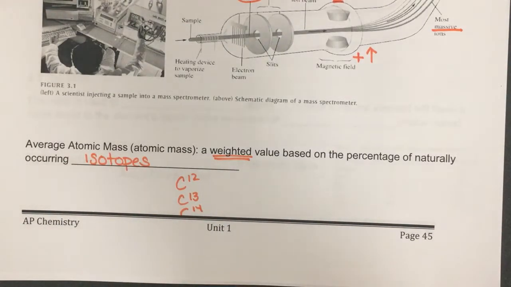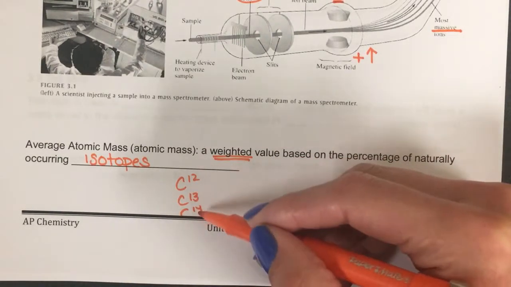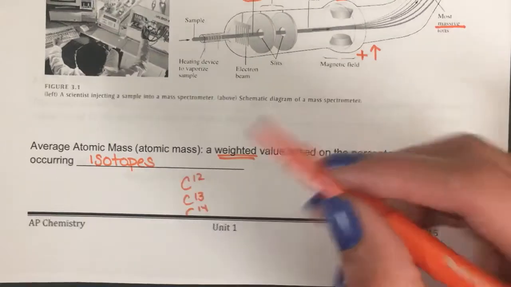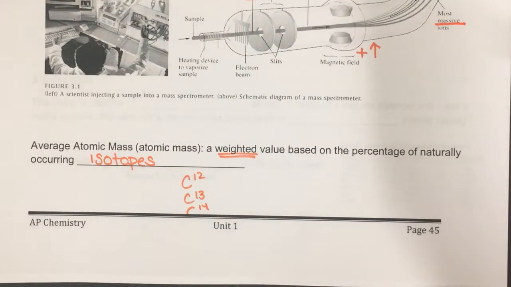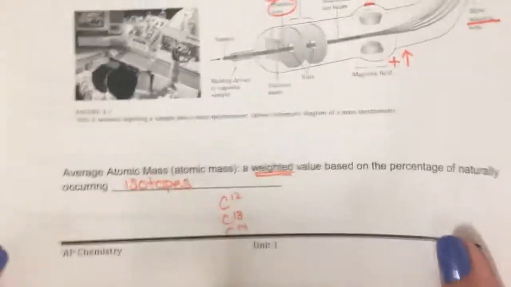Well, when we find the average atomic mass, I don't just add up all these numbers and then divide. I need to figure out how much of these I have for each isotope. And that's where my mass spec came in. Okay?